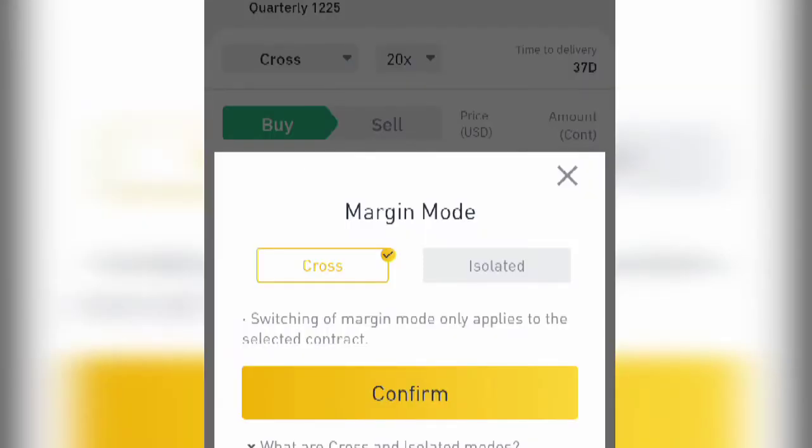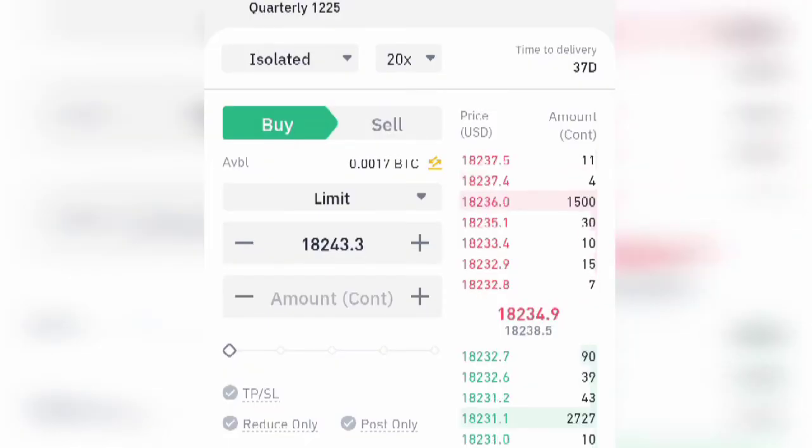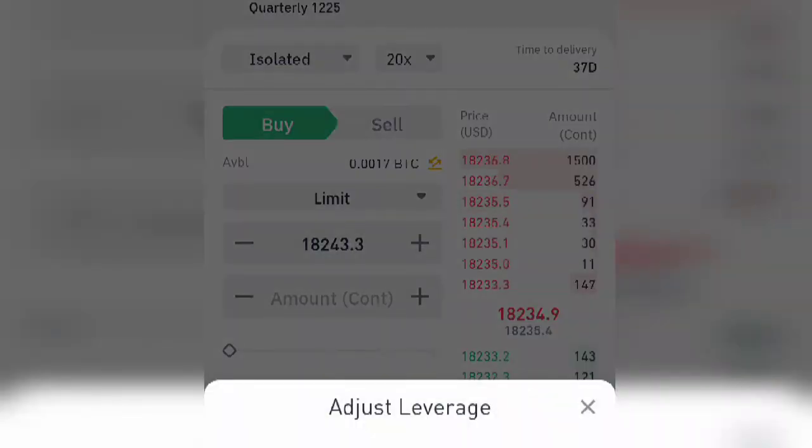and don't use cross margin. Cross margin is riskier than isolated. Cross margin is more risky than isolated. So, but cross margin gives more profit, but isolated is safer. And make sure you come to 20x.